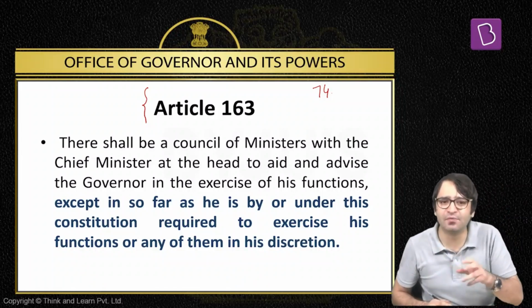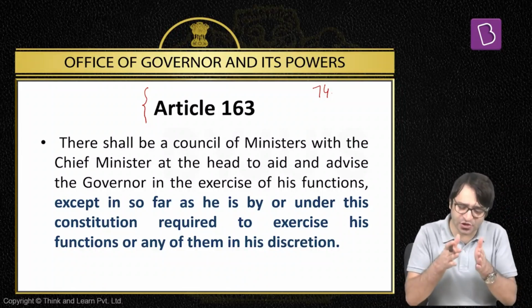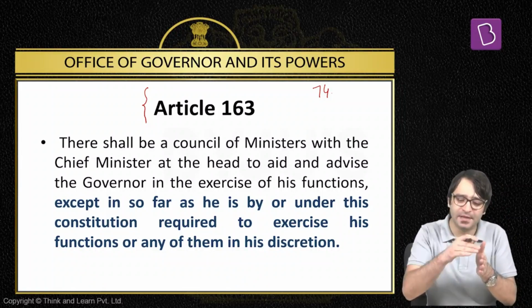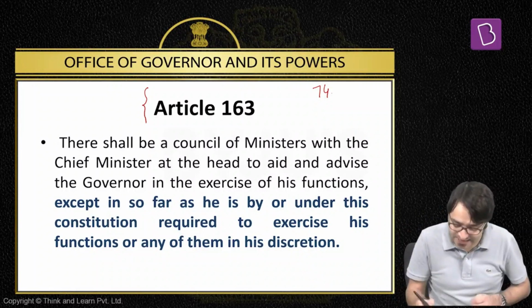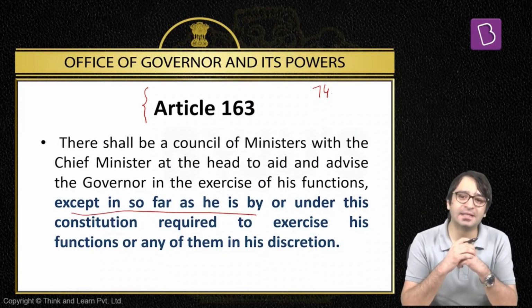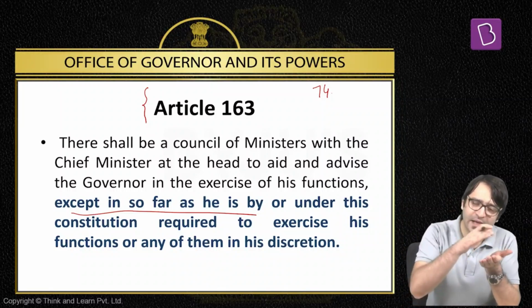In a similar fashion, we have Article 163 of the Constitution. It says, there shall be a Council of Ministers headed by the Chief Minister to aid and advise the governor, who shall act on that advice, except in so far as he has to act in his discretion. Which means, there shall be a Council of Ministers headed by the Chief Minister. To do what?